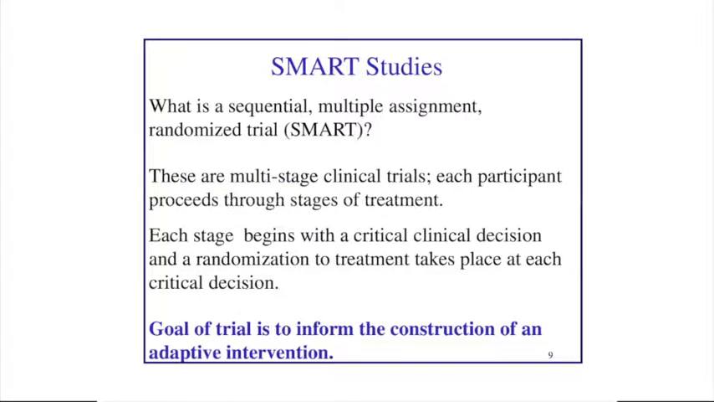So what are these sequential multiple assignment randomized trials? These are multi-stage trials. Each participant moves through stages of treatment, every single participant. Each stage concerns a critical decision that you are trying to investigate: what treatment to provide first, what treatment to provide second. And every time you have a critical decision you want to investigate, you have a randomization, because randomization is one of the ways that we can investigate how to make decisions. It's a way to gather the best, highest quality evidence.